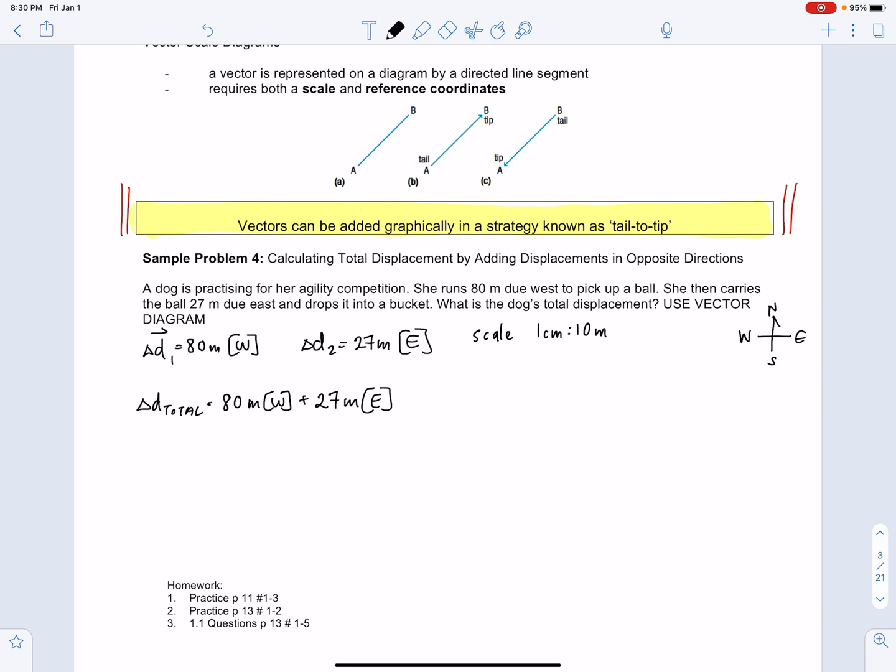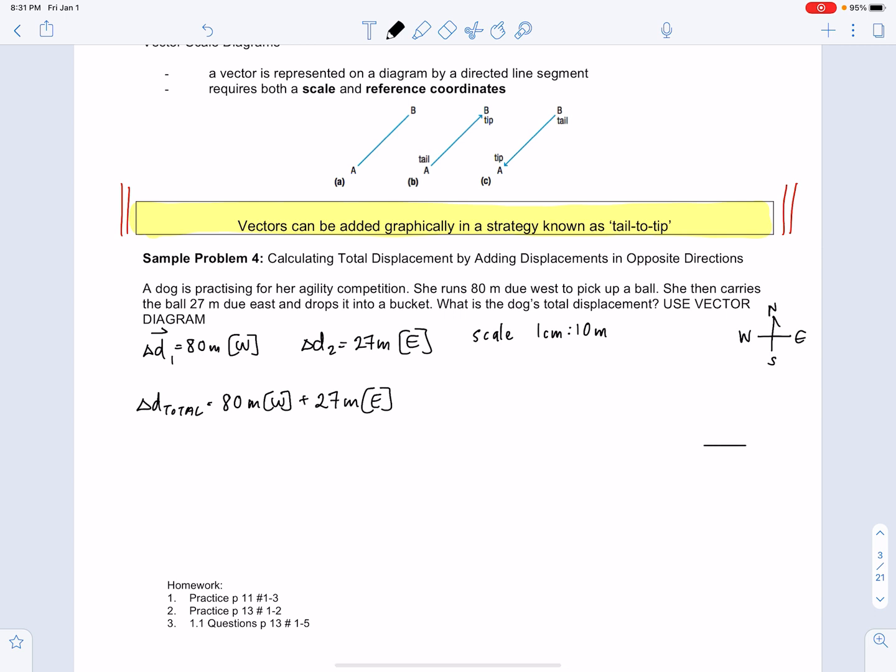Take out your ruler. By the way, folks, this will only work if you do your best to draw a pretty accurate drawing. And if your drawing is not accurate, then your answer will not be accurate. So take out your ruler, and we're going to draw a directed line segment that's 80 meters west. So I'm going to start from here.